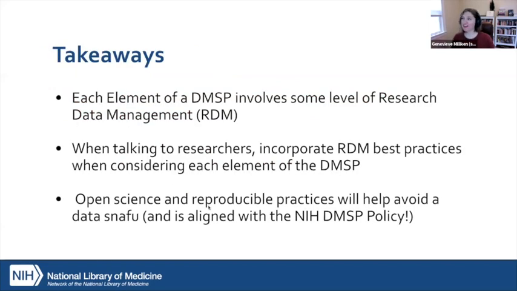So just some takeaways. Each element of a DMSP involves some level of research data management. When talking to researchers, it's really helpful to incorporate RDM best practices when considering each element of a DMSP. Open science and reproducible practices will help avoid any type of data snafu. And of course, it is aligned with the new NIH DMSP policy.